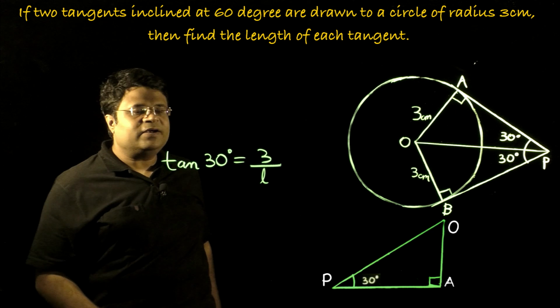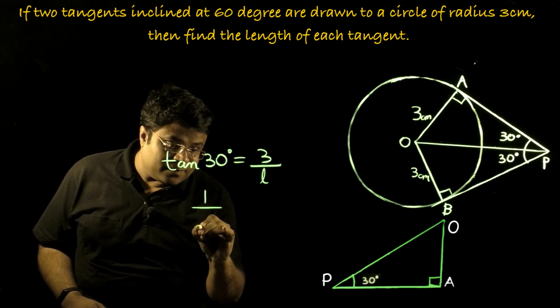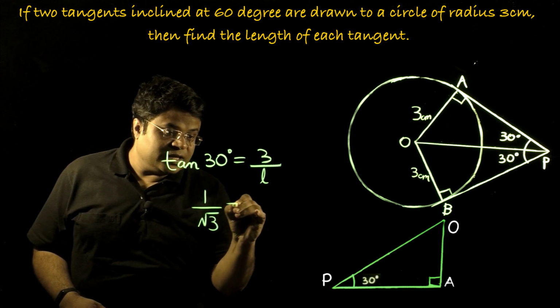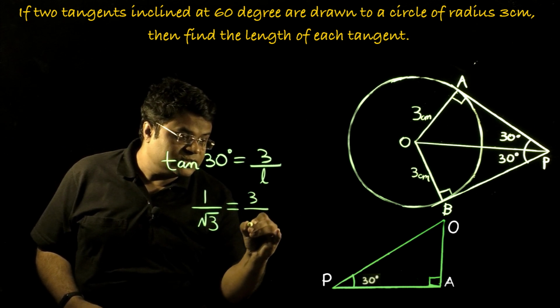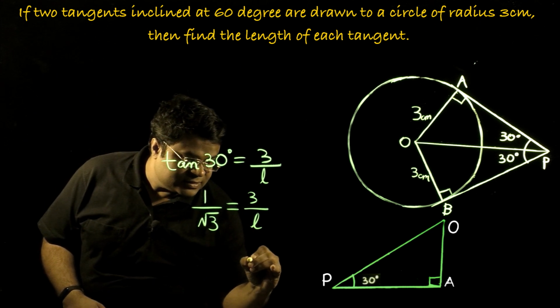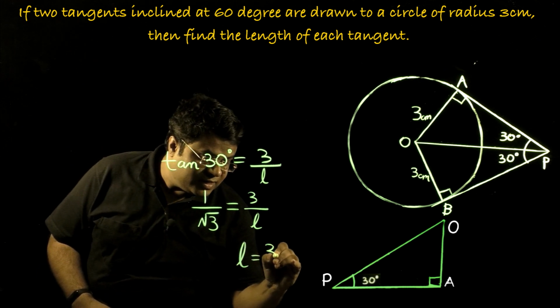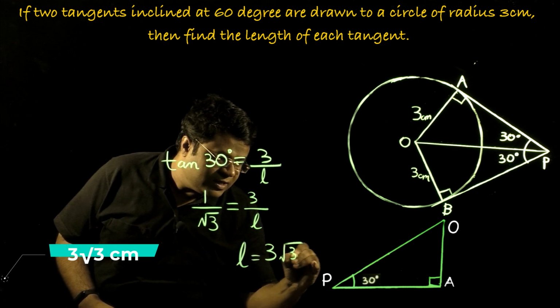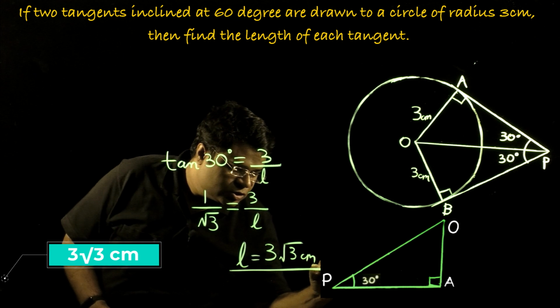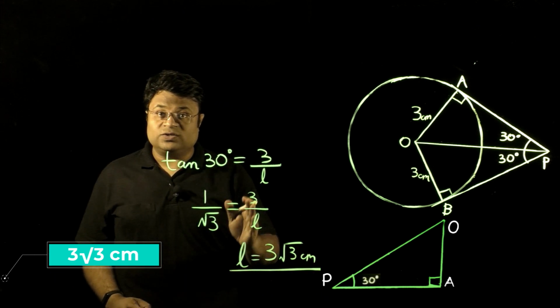Let us give it a name L. Now you know what is tan 30 degree. It's 1 by root 3, which is equal to 3 by L. So what is the length of the tangent? We can quickly and easily write the length of the tangent. That is 3 root 3 centimeter. So this is your answer. Length of the tangent is 3 root 3 centimeters.